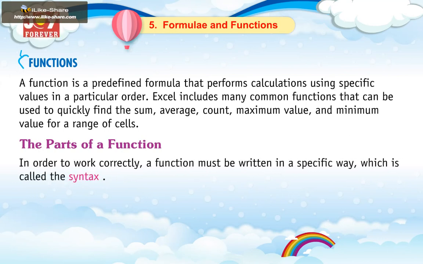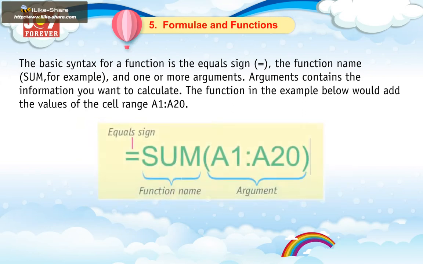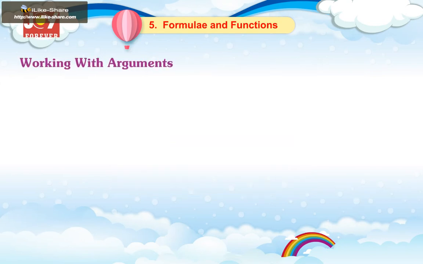In order to work correctly, a function must be written in a specific way, which is called the syntax. The basic syntax for a function is the equal sign, the function name, SUM for example, and one or more arguments. Arguments contain the information you want to calculate. The function in the example below would add the values of the cell range A1 to A20.